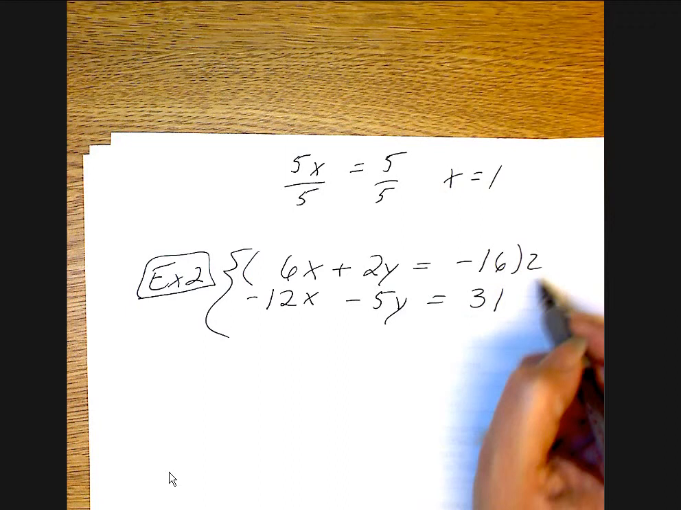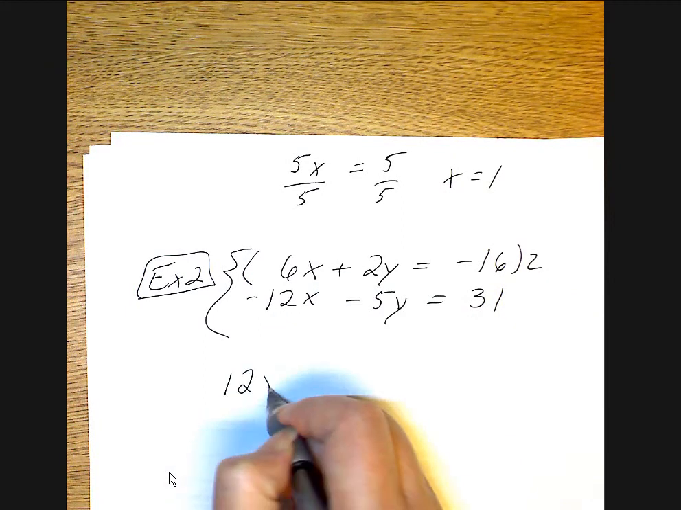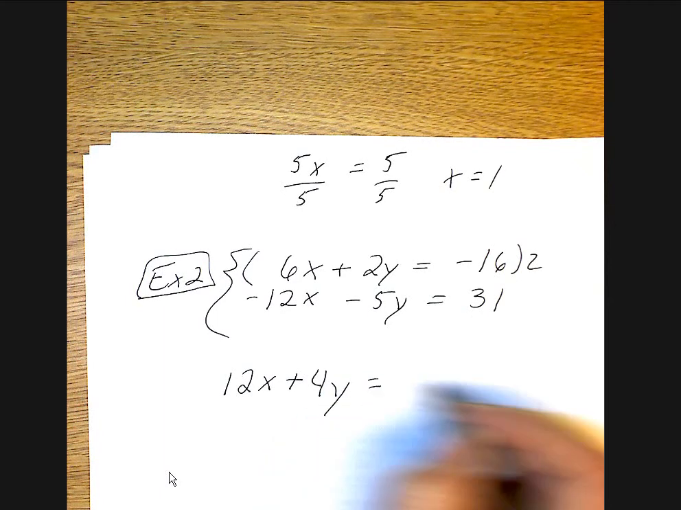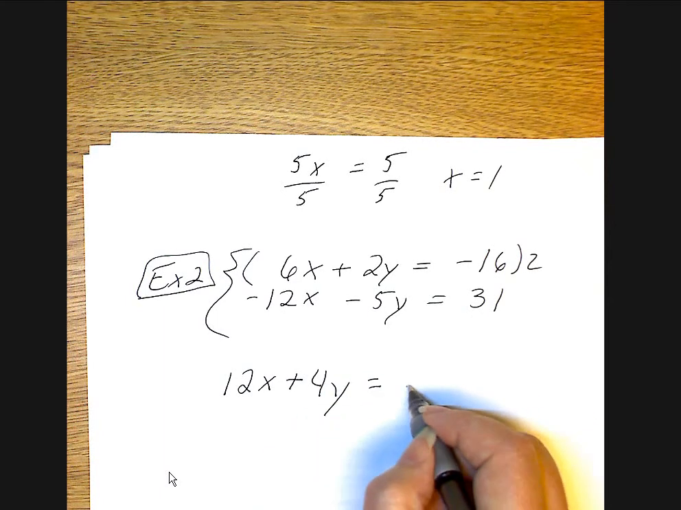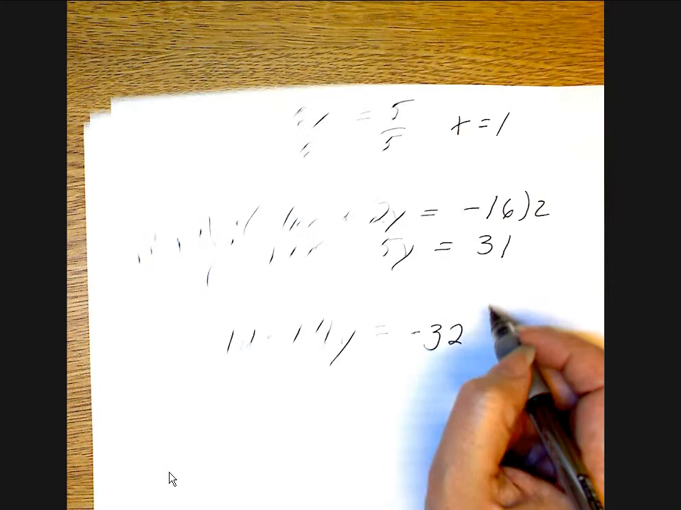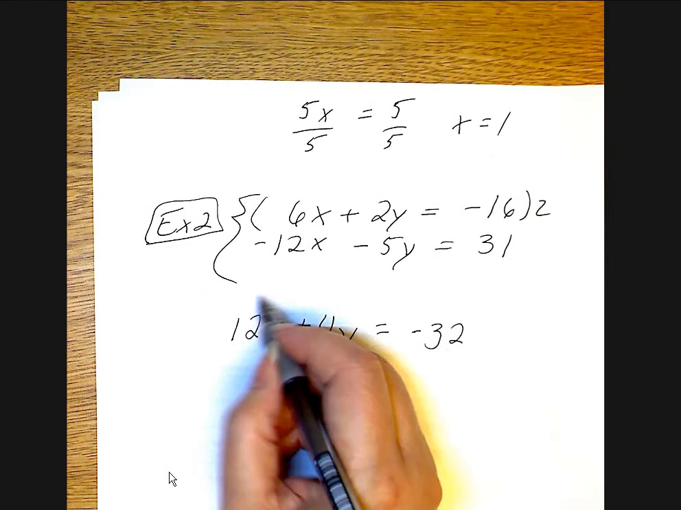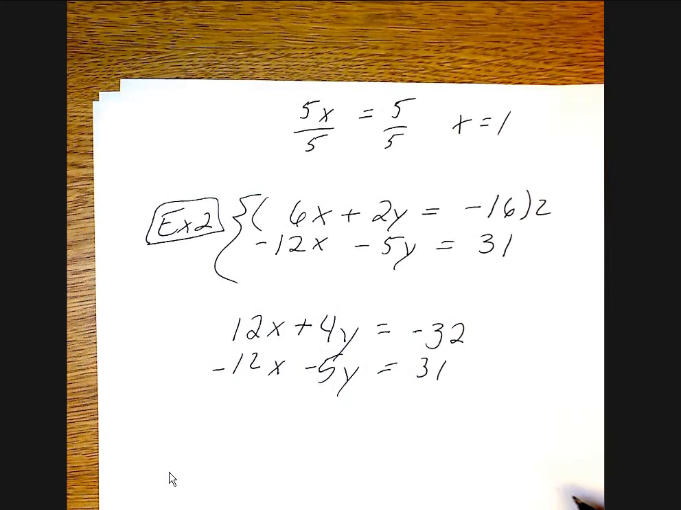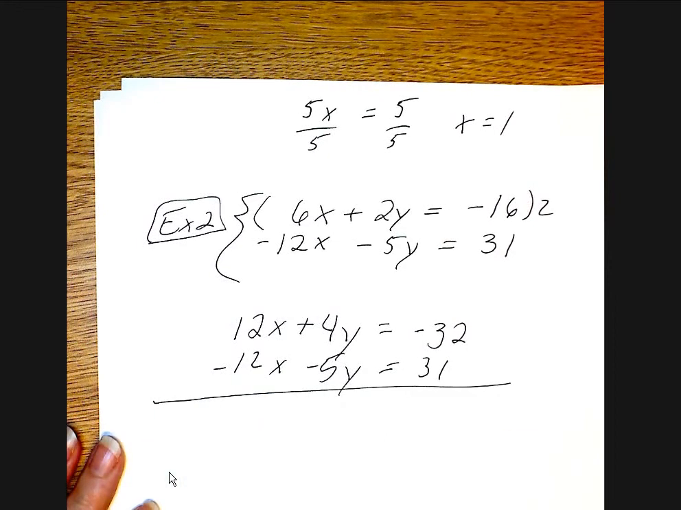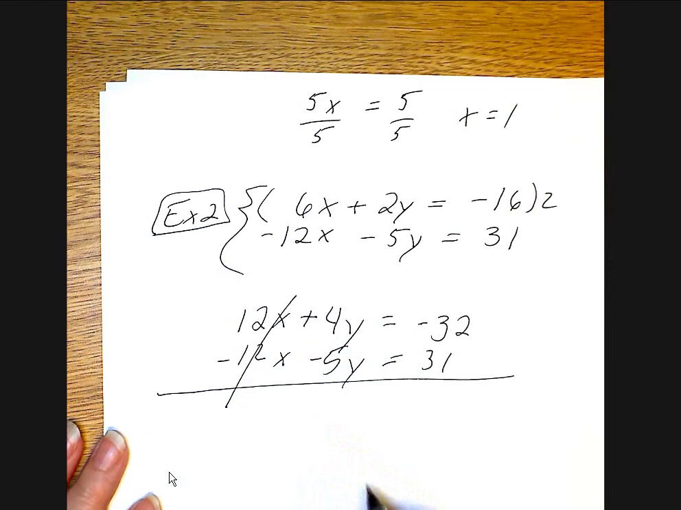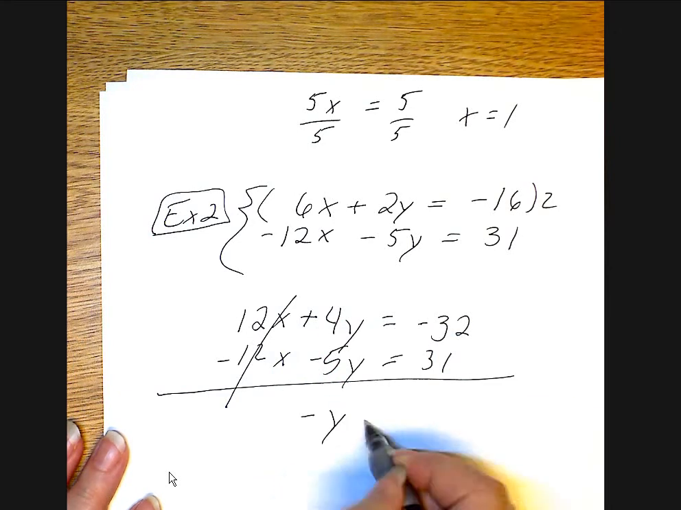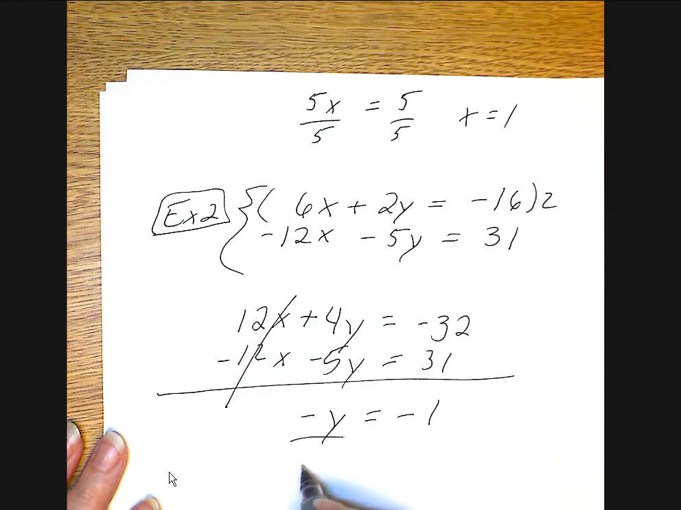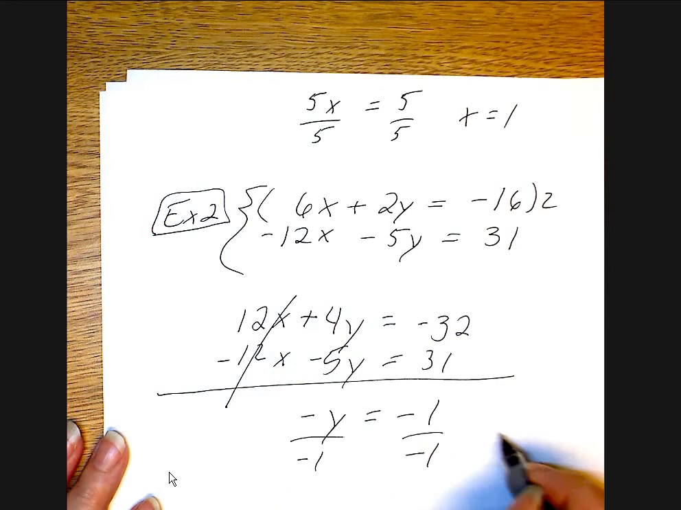So you multiply the whole thing. So I get 12x plus 4y is equal to negative 32. Bringing this one over here. Adding them so that one drops out. I get negative y is equal to negative 1. Divide by negative 1. So y is 1.